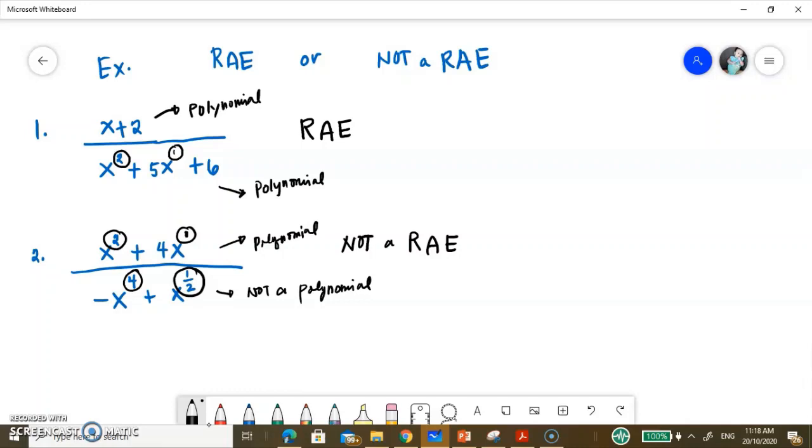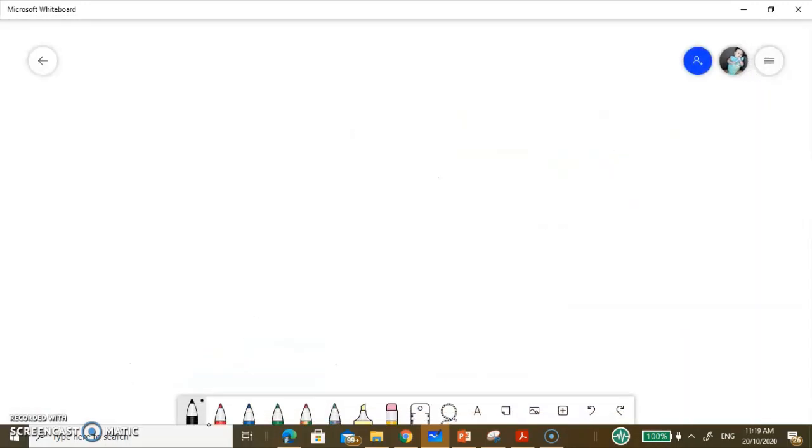Okay? So, that's all you do. You determine if it's a rational algebraic expression or not. For you to know, you have to check first if the numerator is a polynomial and the denominator is a polynomial, then you are having a rational algebraic expression. But if the numerator is not a polynomial, even if the denominator is a polynomial, it is still not a rational algebraic expression. Okay? So, if just one of them, numerator or denominator or both, is not a polynomial, it is not a rational algebraic expression. Okay? So, let's proceed with simplifying.